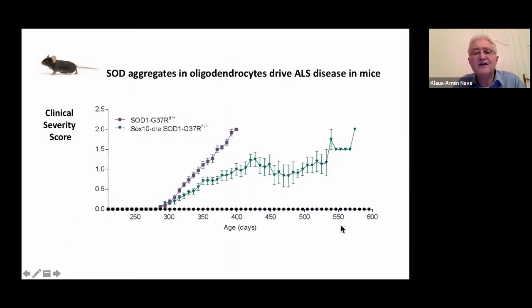We think this is relevant because when we look into another line of transgenic mice that Don Cleveland has given us, in which we take out the SOD aggregates from the oligodendrocytes by Cre recombination using SOX10 Cre, which is an oligodendroglial lineage Cre driver line, we can see that the disease phenotype is ameliorated. This is a clinical score which normally goes up relatively steeply in this age bracket, but when we remove the SODs from the oligodendrocyte compartment by Cre recombination, you see it's much flatter.